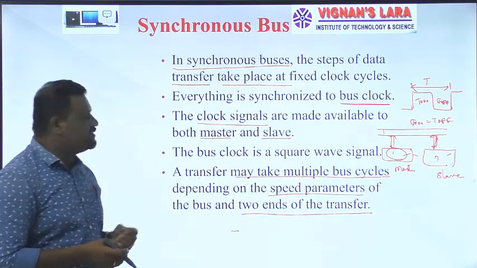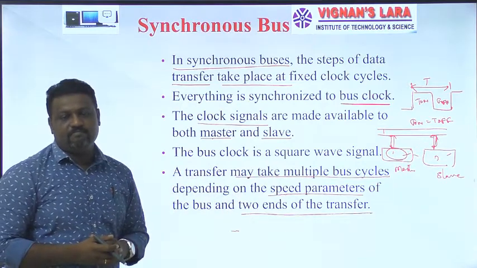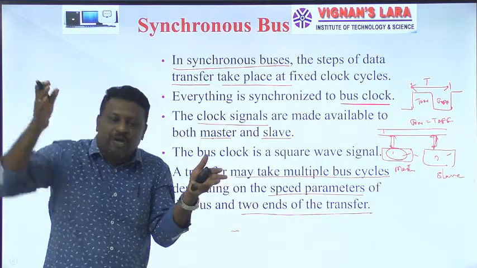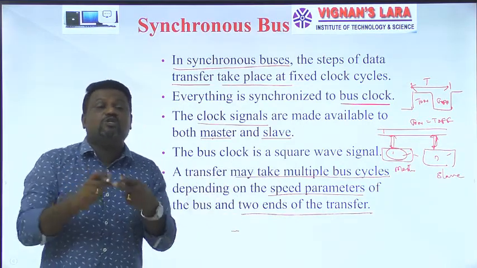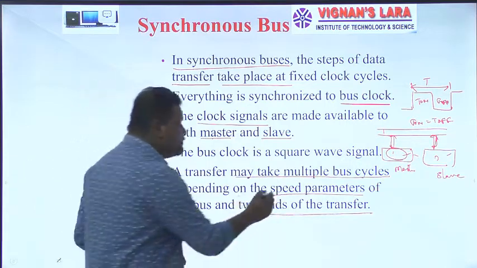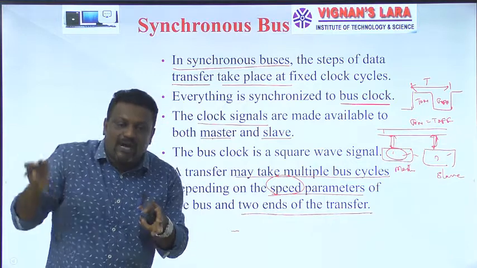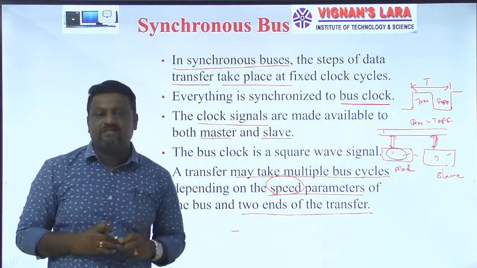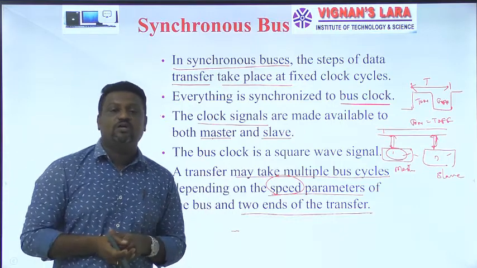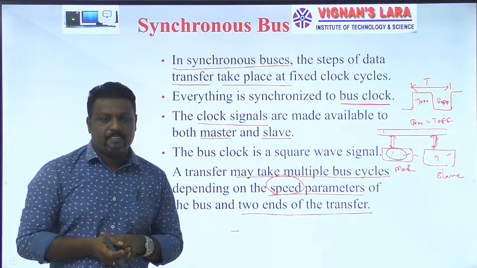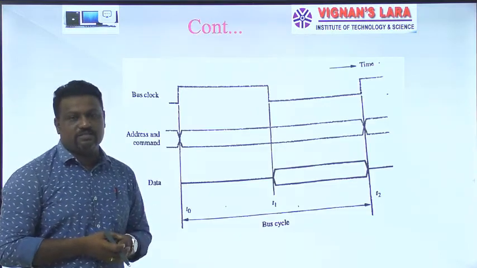So that's why we are saying the transfer may take multiple bus cycles. That means if you want to transfer information from device 1 to device N, it takes multiple clock cycles. It depends on two different parameters. One is the speed of data transfer, at what speed we are transferring data from one end to the other with the help of a bus, as well as the distance between the two devices. That is a very, very important thing regarding synchronous buses.